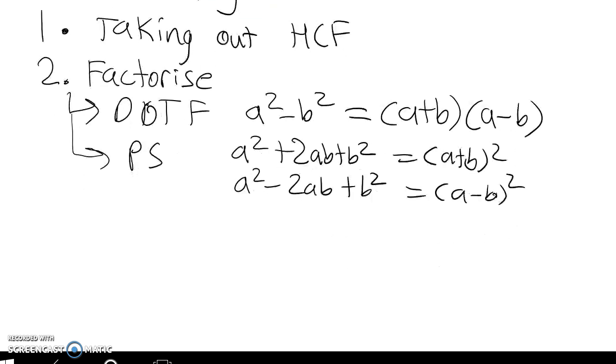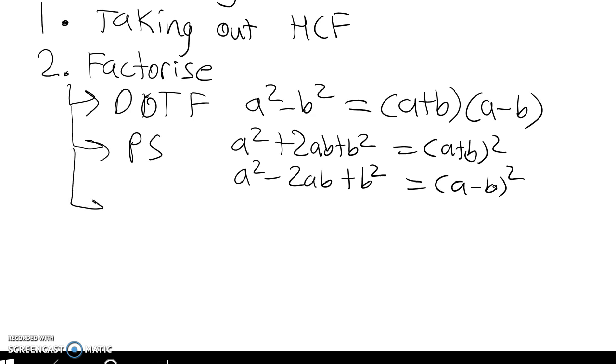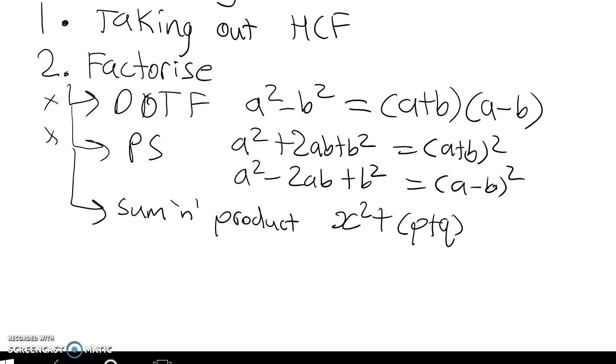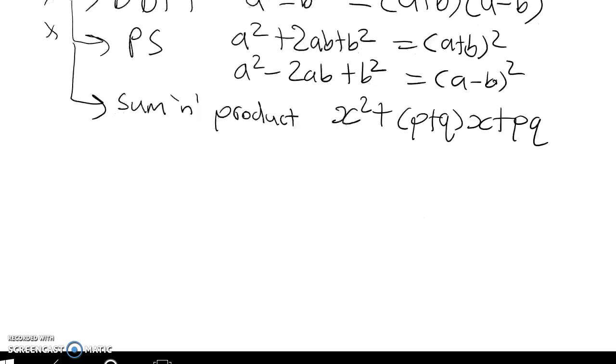Okay, and if we can't do either of those, so if those can't be done, we use the sum and product, which looks like this: x squared plus (p plus q)x plus pq. Okay, so we'll do a few examples.